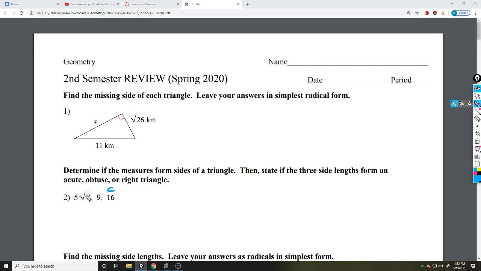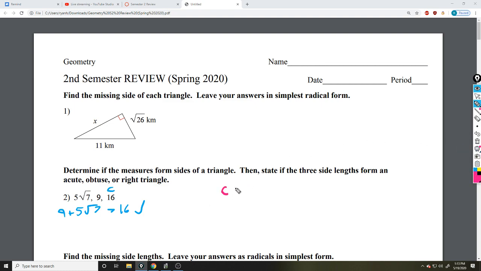First off, if we add up 9 and 5 square root of 7, we're going to get something bigger than 16. 9 and something between 10 and 15, that's bigger than 16, so we have a triangle. So 9 plus 5 square root of 7. The two shortest sides have to be bigger than the longest side. Check. Alright, so we have a triangle, we just need to figure out what kind of triangle.